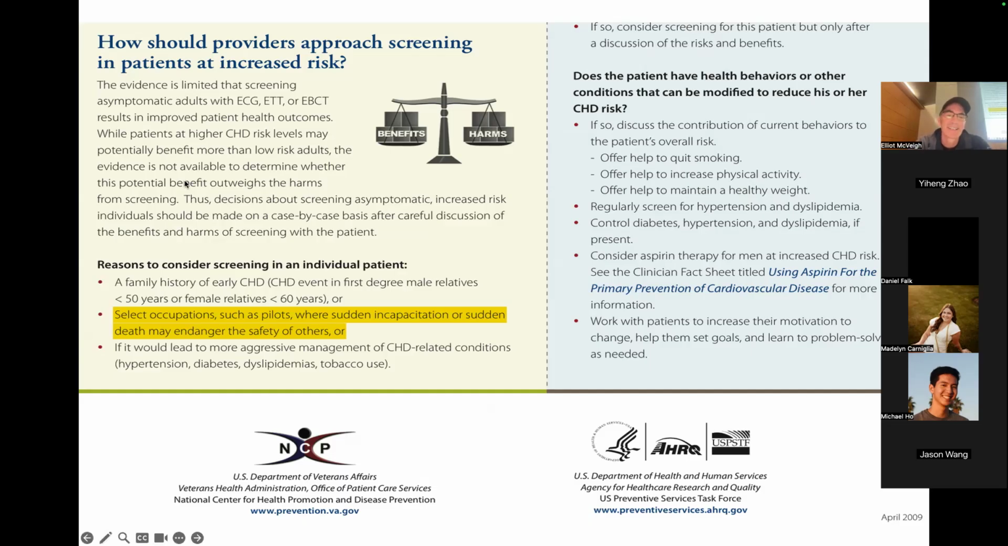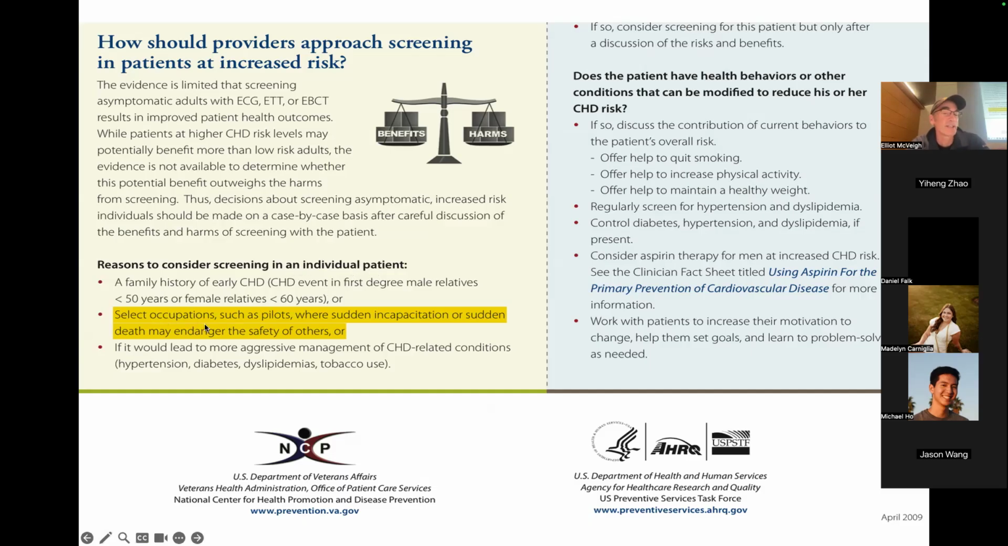However, there's a caveat to this whole thing. At the bottom it says, okay, we think the decision should be made on a case-by-case basis, with a careful discussion of the benefits and harms of screening with the patient. Reasons to consider screening in an individual patient. So what's the difference? These guys are trying to figure out what you should do for a whole population, right? Do we screen the whole population? That was their question. And then this is reasons to consider screening an individual patient.